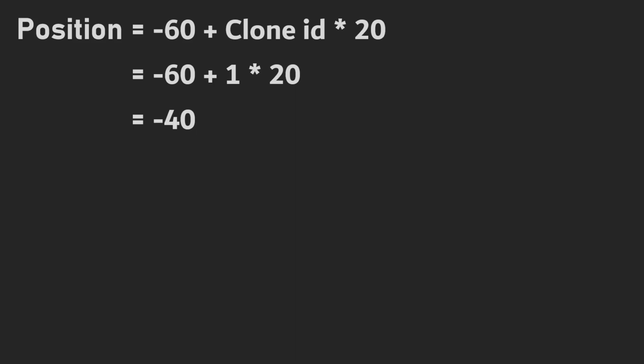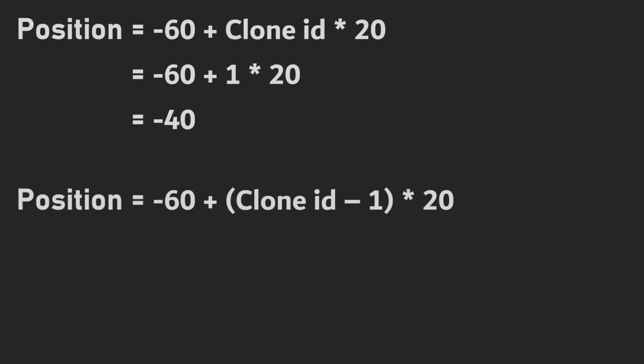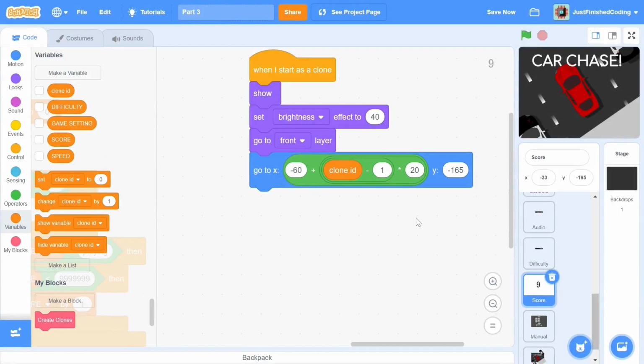We want the first clone to stay at an x position of -60. For this reason, we subtract 1 from clone ID. So we just repeat the process. The first clone's x position will be -60 plus 0 multiplied by 20, which is just -60. This way, each clone gets into the position that we want. Let's get back into the code.